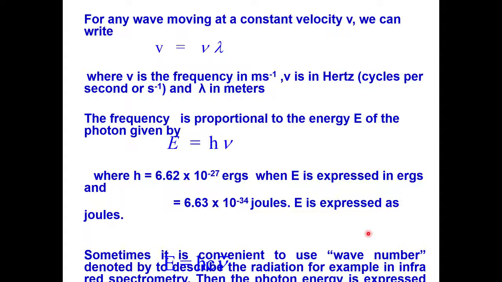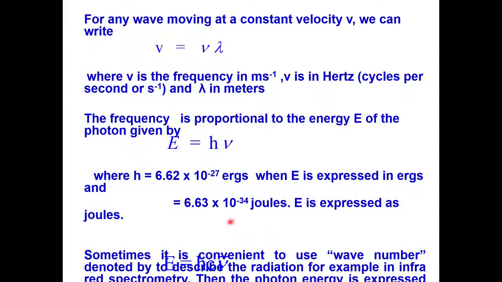So, for the energy of any electromagnetic radiation, h is a constant, that is known as Planck's constant. The energy of a given system corresponds to a fixed frequency or fixed part of the electromagnetic radiation. In this equation, h is Planck's constant, that is determined experimentally as 6.62 into 10 raised to minus 27 ergs when E is expressed in ergs, and that is also equal to 6.63 into 10 raised to minus 34 joules, that is when E is expressed as joules.